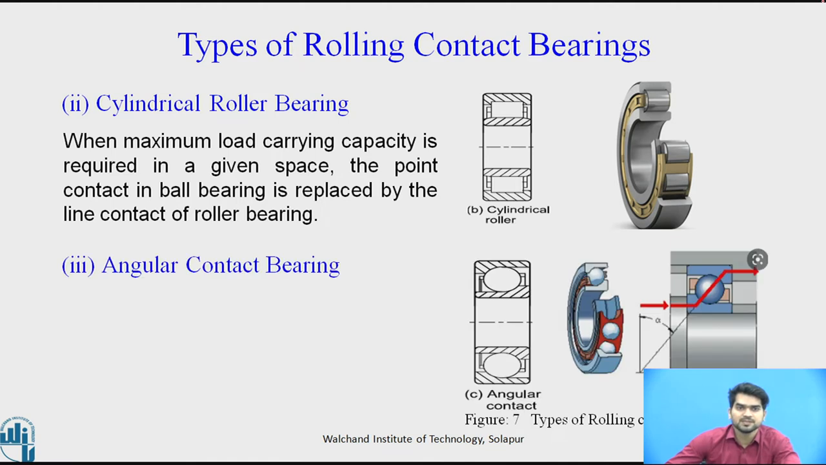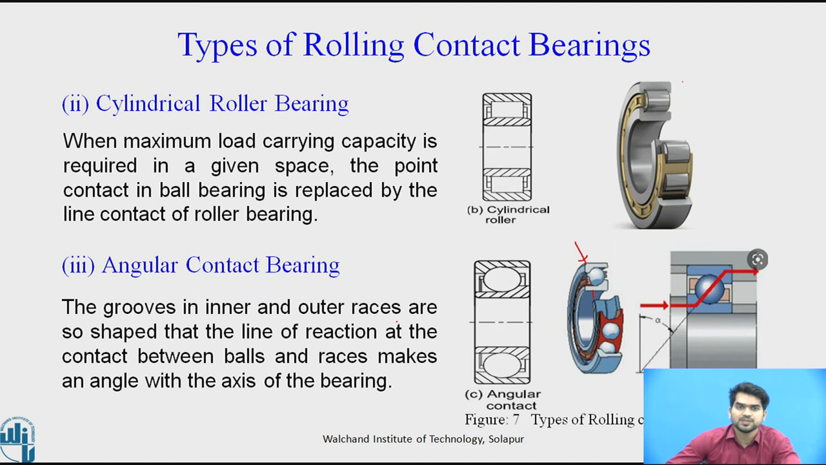Then the next type of bearing is the angular contact bearing. If you observe this, the grooves are provided on the inner race and the outer race, and between the grooves we place the balls. The grooves in the inner and outer race are shaped so that the line of reaction at the contact between the ball and race makes an angle with the axis of the bearing. So it carries the maximum load in the axial as well as the radial directions as compared to the deep groove ball bearing. This is the advantage of the angular contact bearing.